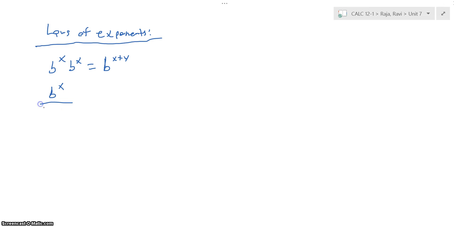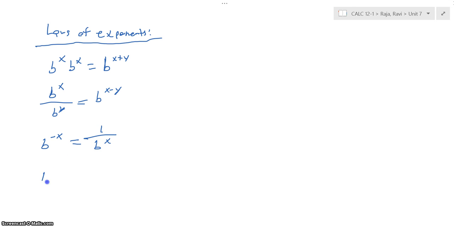And we know that b to the x over b to the y is equal to b to the x minus y, because division is turned into subtraction. And we have b to the negative x, which you could call almost the inverse. It is 1 over b to the x, almost like inverse functions.